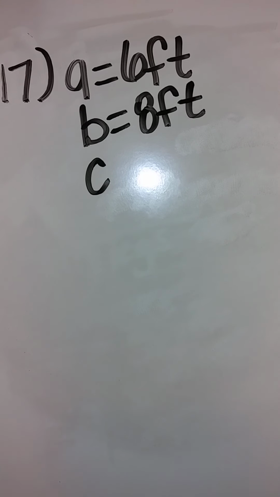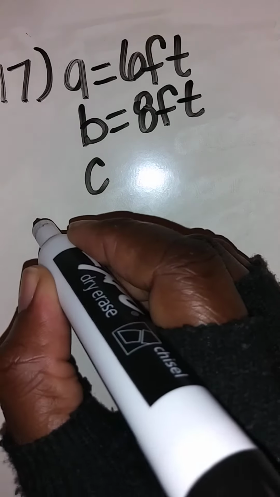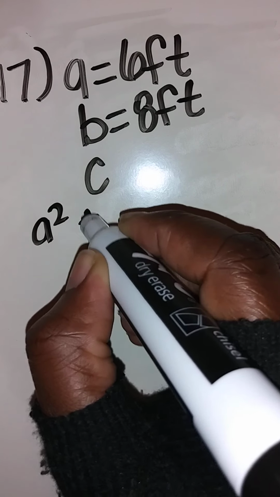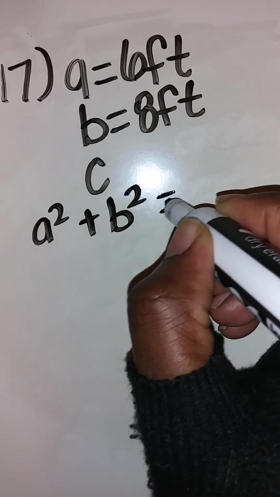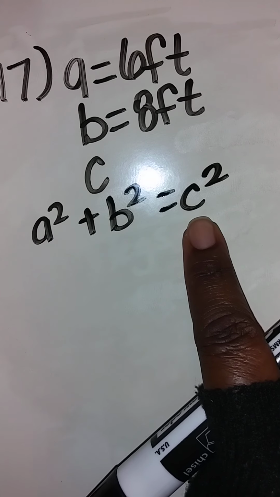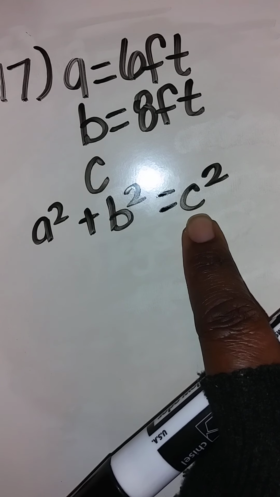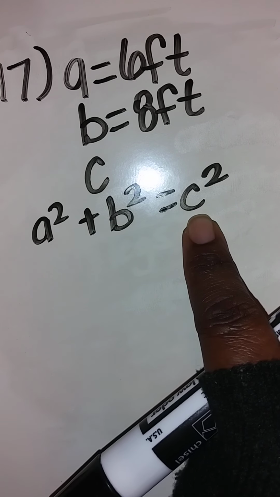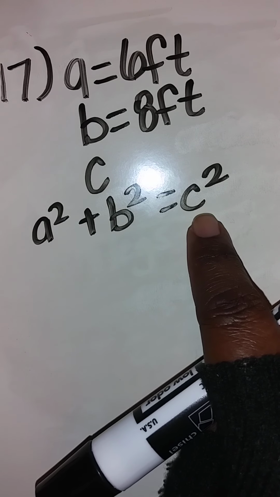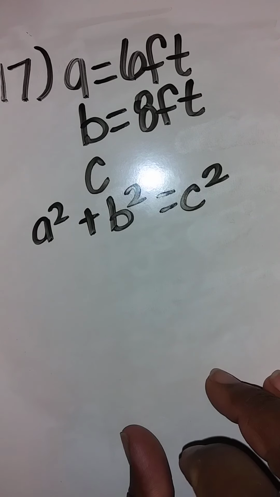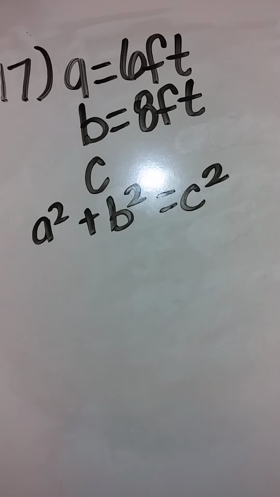So when you think about Pythagorean theorem, it is a squared plus b squared equals c squared. And c represents the hypotenuse. Okay, because that's your largest number. That's your hypotenuse. So we already have A and B. We just got to find C. So simple math, just plug in and solve for C.